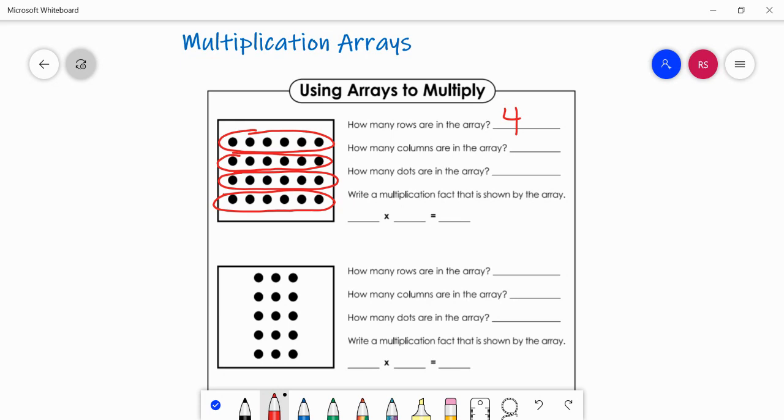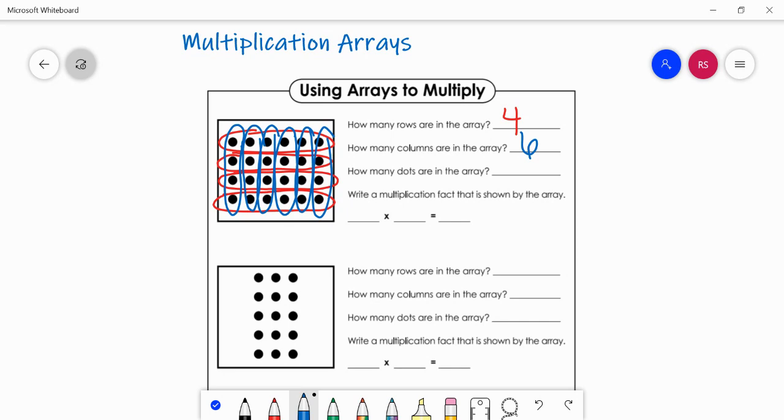All right, so now we need to figure out how many columns are in the array. How many columns are in the array? Or what I'm really asking you to do is tell me how many dots are inside of each array. So columns go up and down. They go up and down. So I have 1, 2, 3, 4, 5, 6. I have 6 columns.